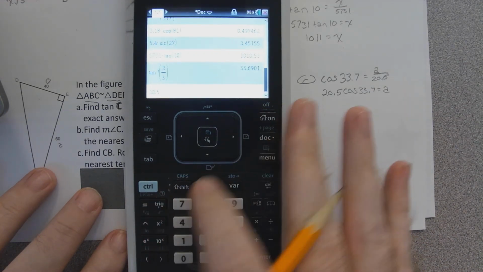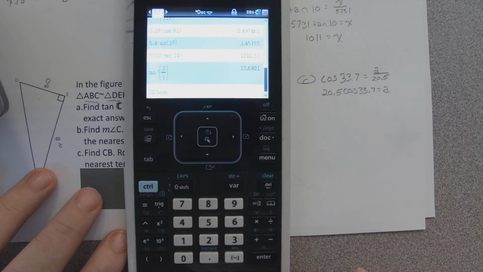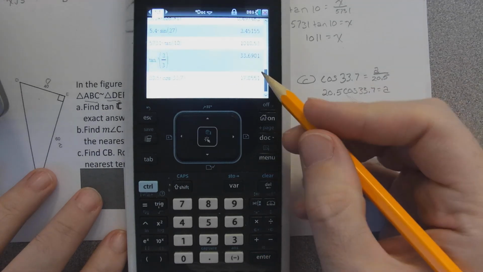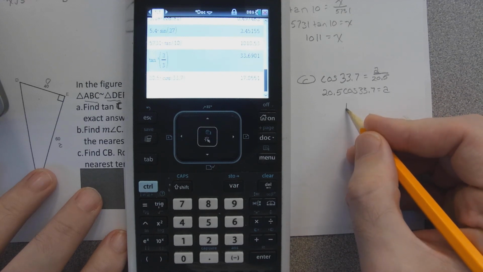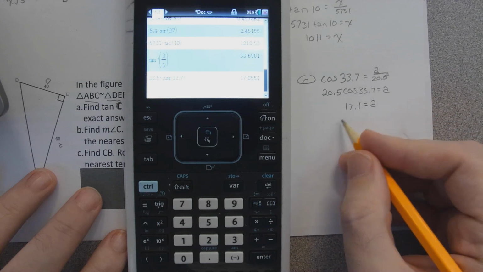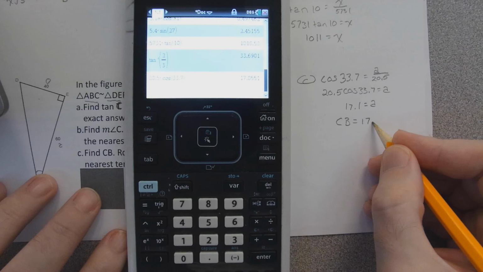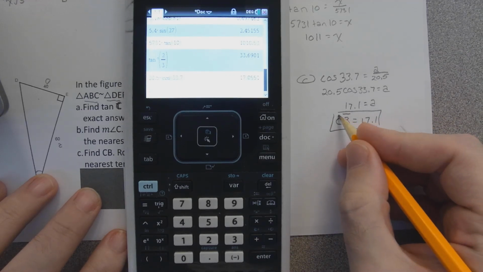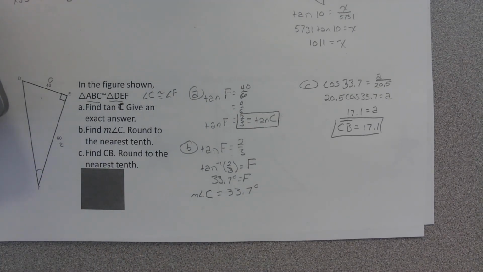And so again, since it turned off, we turn it back on. 20.5, trig, cosine 33.7, enter. The 5 makes the 0 go up, so 17.1 equals A. And so CB equals 17.1. And that's A, B, C.